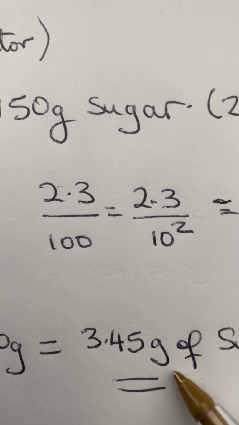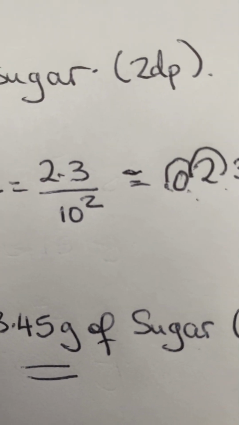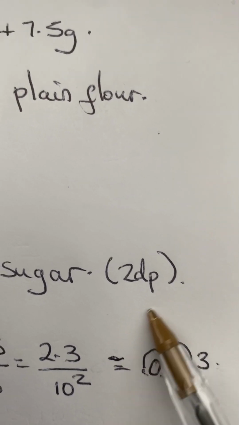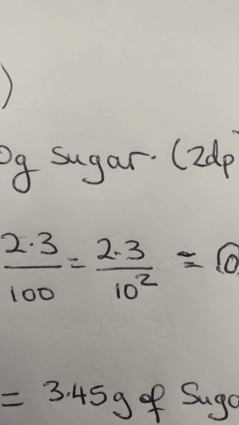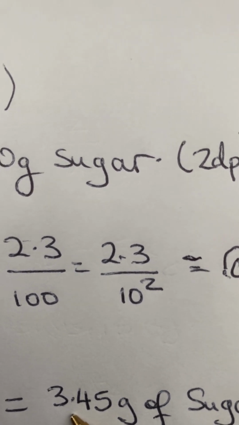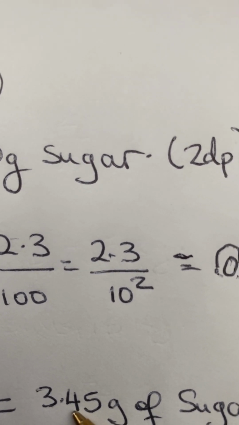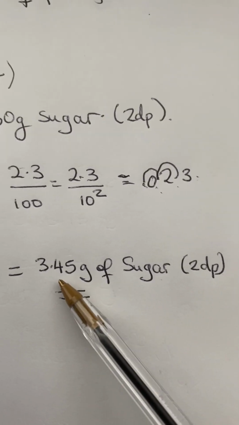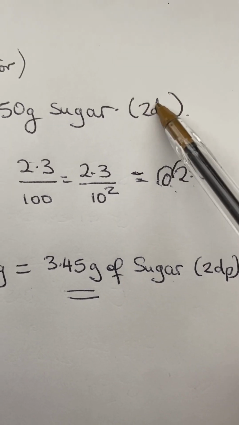So the answer we got is 3.45 grams of sugar. Okay, to 2 decimal places, because it says we should leave our answer to 2 decimal places. If they say leave your answer in 1 decimal place, then we are going to leave it as 3.5. Okay, but here we are being asked to just leave our answer to 2 decimal places, as is said in the question here.